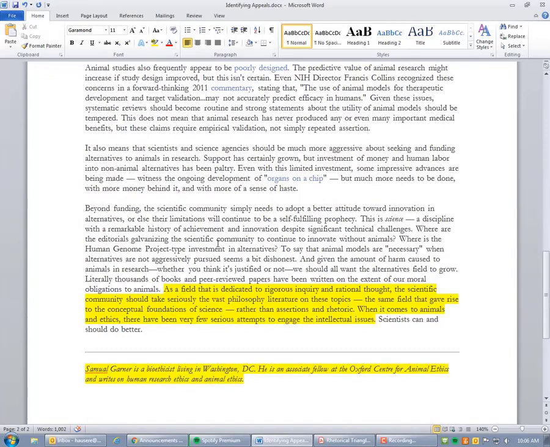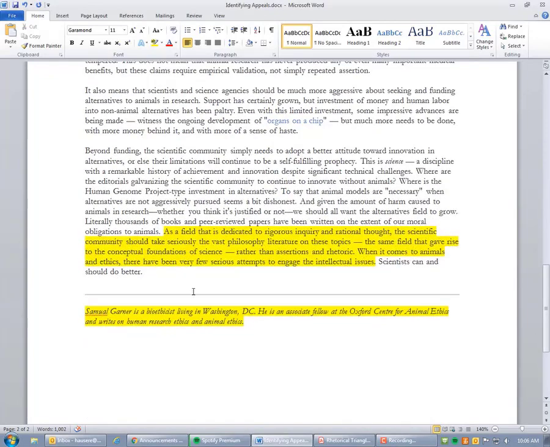Moving on to ethos. I have two examples of ethos here. This one is extrinsic ethos. That means it's outside of the actual writing of the article. So this is just Samuel Garner's credentials. He's a bioethicist living in Washington, D.C. He's an associate fellow at the Oxford Center for Animal Ethics and writes on human research ethics and animal ethics.